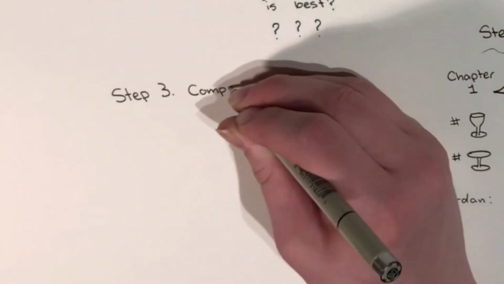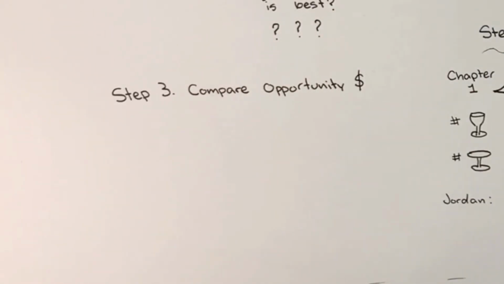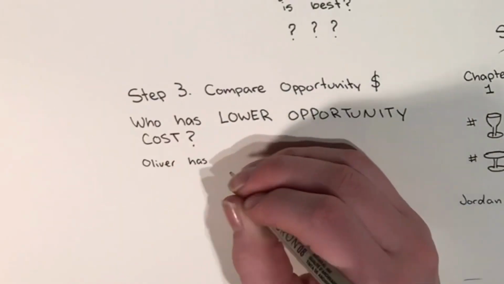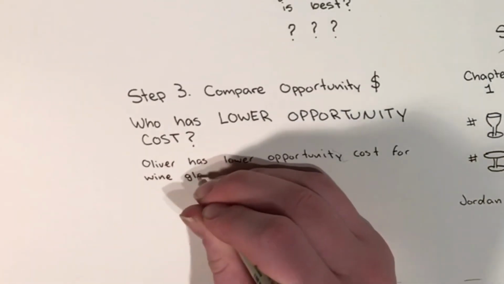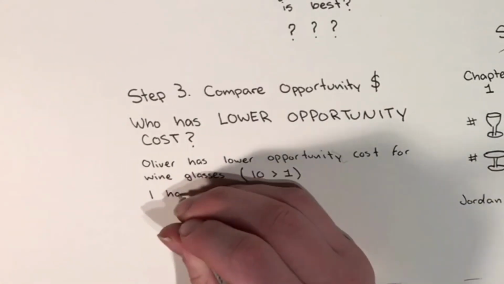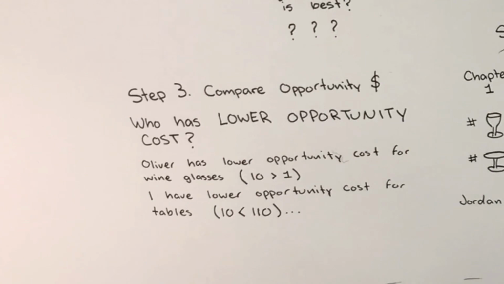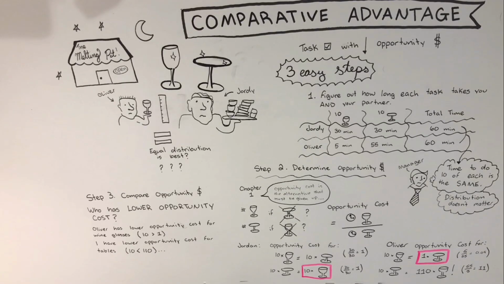Step 3 is going to be to compare opportunity costs and find out who has the lower one. So here we can see that my opportunity cost is lower for clearing tables, but it's greater for cleaning wine glasses. It's the opposite for my friend Oliver. So I have a comparative advantage in cleaning tables, and he has a comparative advantage in cleaning wine glasses. When you're looking at comparative advantage, whoever has the comparative advantage should do the task.